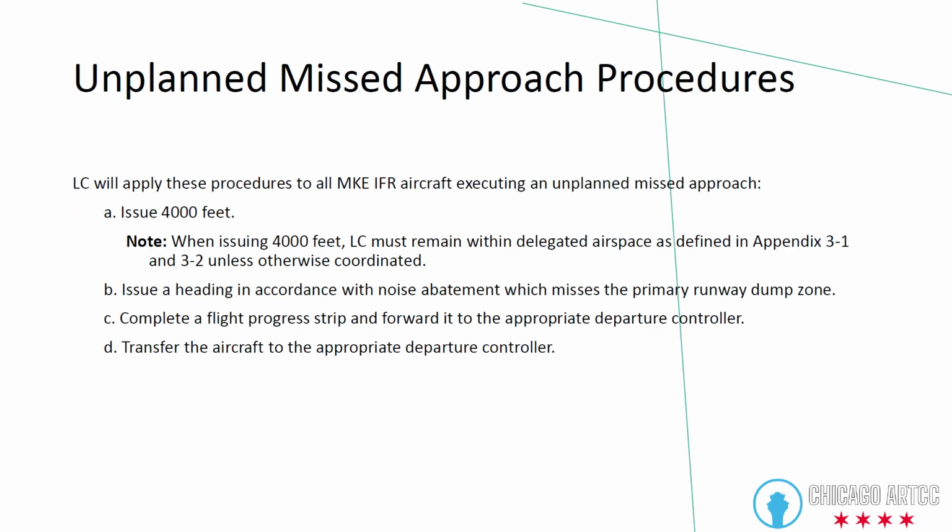Unplanned missed approach procedures. Again, at Milwaukee, local will apply these procedures to all Milwaukee IFR aircraft executing an unplanned missed approach. Issue 4,000 feet. Note, when issuing 4,000, local control must remain within delegated airspace as defined in Appendix 3-1 and 3-2 unless otherwise coordinated. Issue a heading in accordance with noise abatement which misses the primary runway dump zone. I would likely just give runway heading. Complete a flight progress strip and forward to the appropriate departure controller and transfer the aircraft to the appropriate departure controller. Transfer the comms.